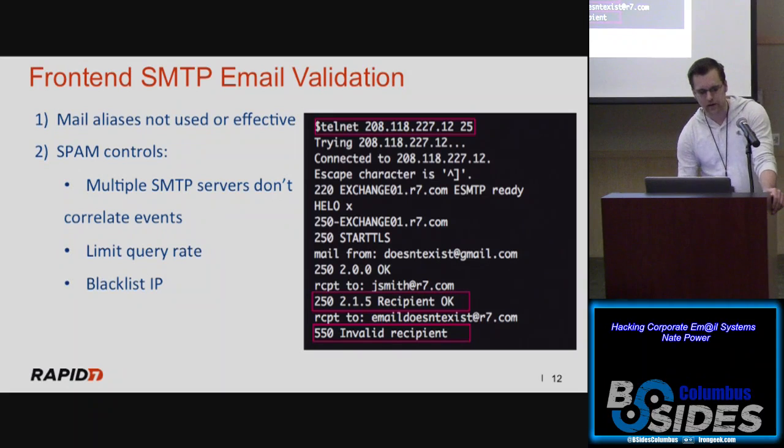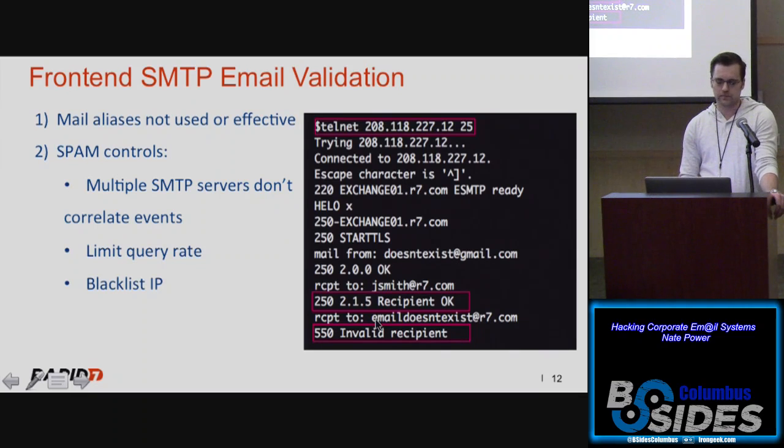In this example here, I'm manually testing the configuration of this SMTP server to see if it's going to allow me to enumerate valid email addresses from the system. Here you can see I'm just using the telnet command, connecting to the SMTP service on port 25. And I come down here to my receipt commands, and I see if jsmith@r7.com exists in the system, and it came back with a response of 250, recipient okay, which means this email account is valid.